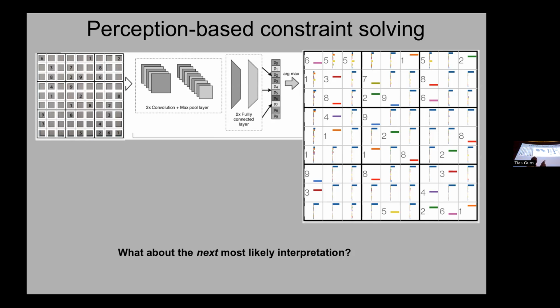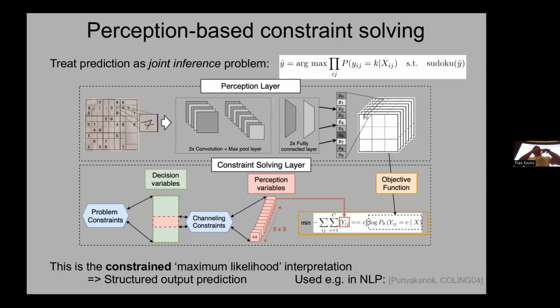So instead of first doing the argmax and then taking all 81 argmaxes into the solver, let's do this inference jointly, okay? We're going to treat the prediction as a joint inference problem for which we use a constraint solver. For every cell, we will use all 10 probabilities, and we still have our constraints, but for every cell in the matrix, we introduce a perception decision variable.